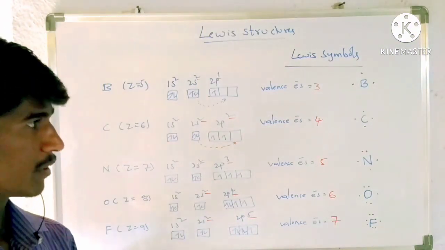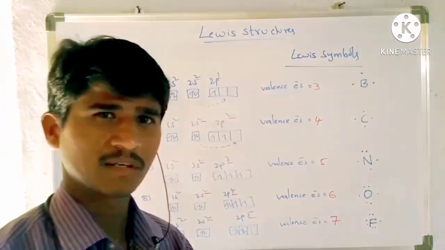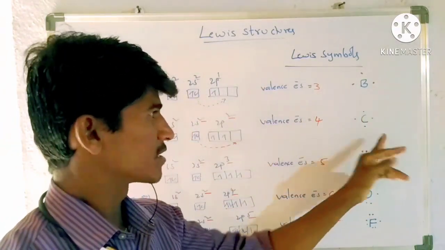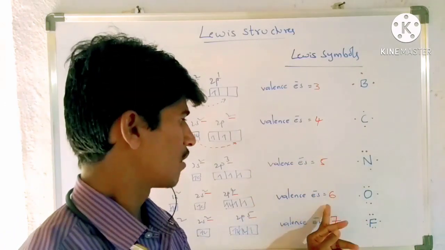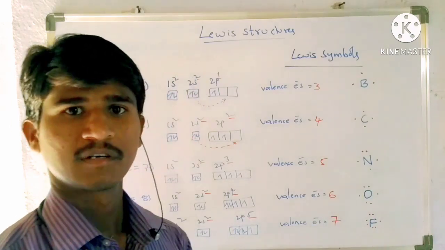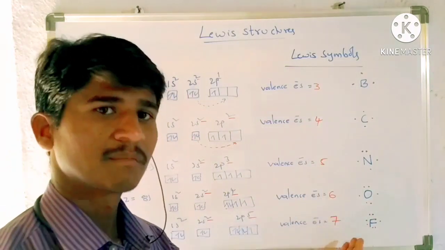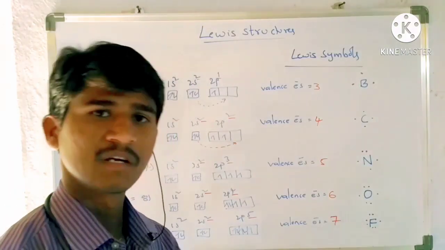Here you have to know that boron valence electrons are 3, and that boron is a third group element, carbon is a fourth group element, nitrogen is a fifth group element, oxygen is a sixth group element, and fluorine is a seventh group element. So the group number is nothing but the number of valence electrons. This is the Lewis representation for fluorine.